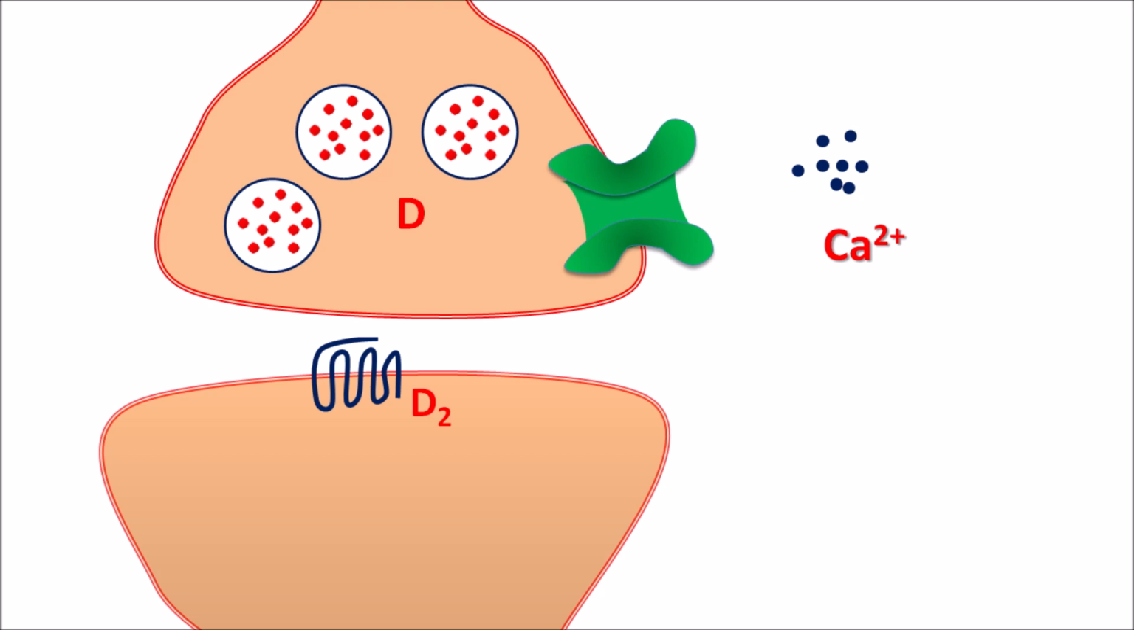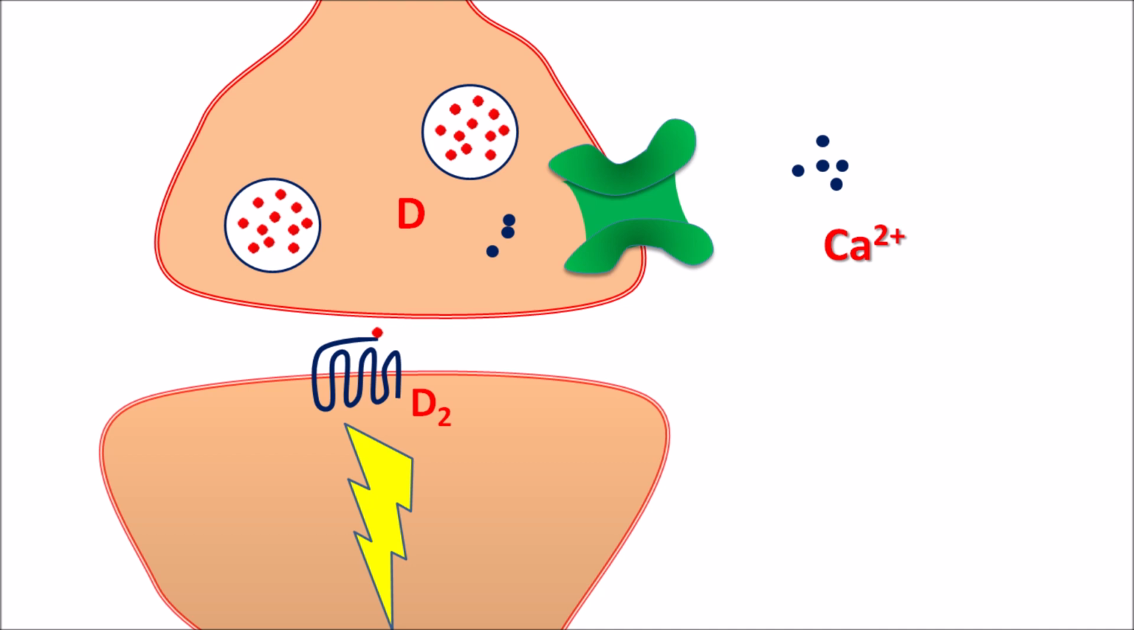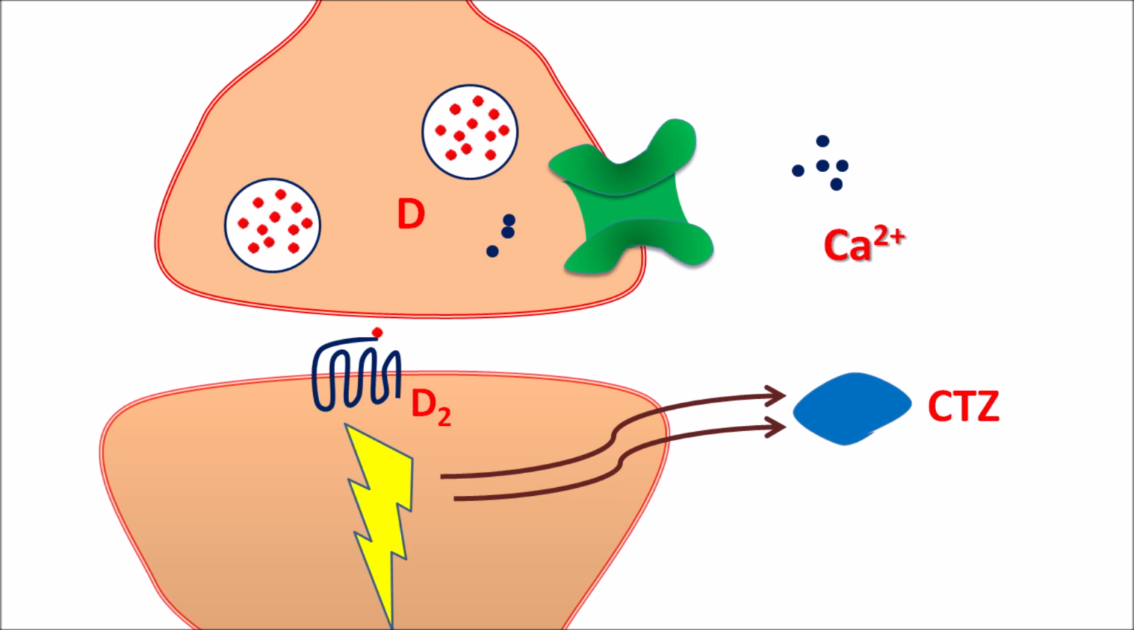When calcium enters into the presynaptic neurons, it produces exocytosis, resulting in the release of dopamine. This dopamine can act on the D2 receptors, resulting in postsynaptic activation. Now, this postsynaptic activation sends signals to the CTZ, which produces nausea and vomiting. The CTZ, chemoreceptor trigger zone, is one of the important nuclei within the CNS, which recognizes the chemical signal, thereby it induces nausea and vomiting.